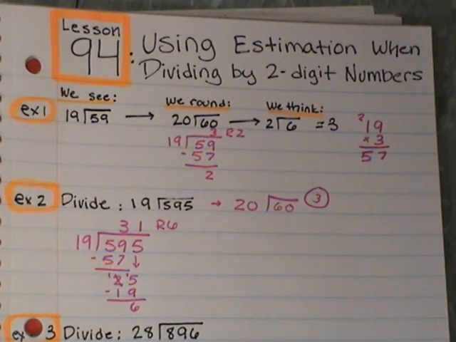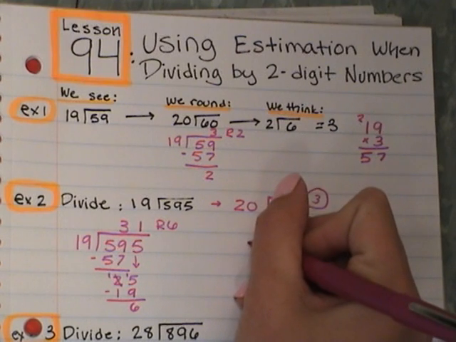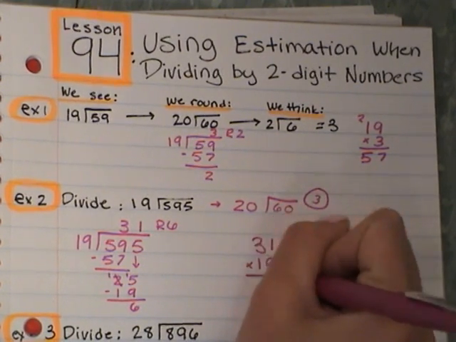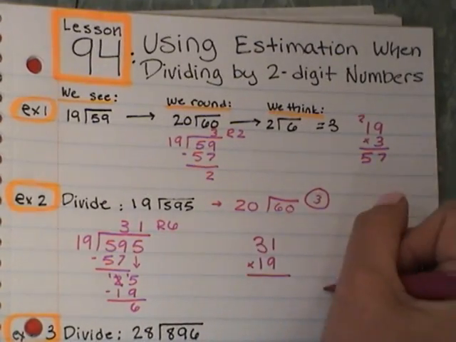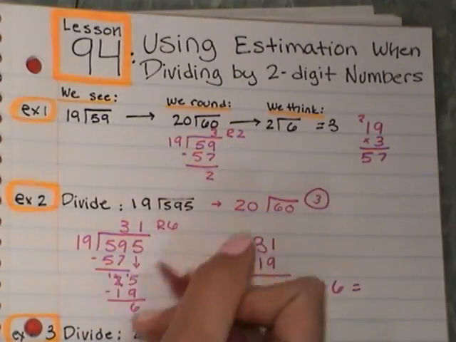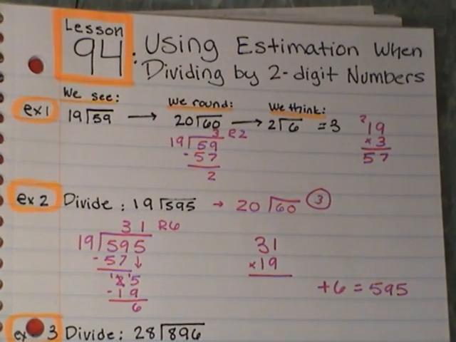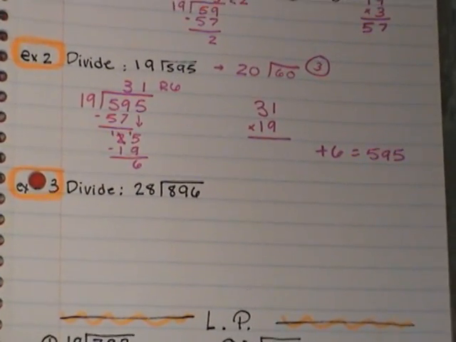Alright, then what you can do, which I have been telling you guys to do in class and on your test, is to go back and check. And so you would do your problem over here, 31 times 19, you would multiply. Once you found your answer, you would add 6, and your answer should reflect 595. Okay? Every single time, I would always go back and check your answer because on a test, you will know before I even grade it if you have done the work correctly.